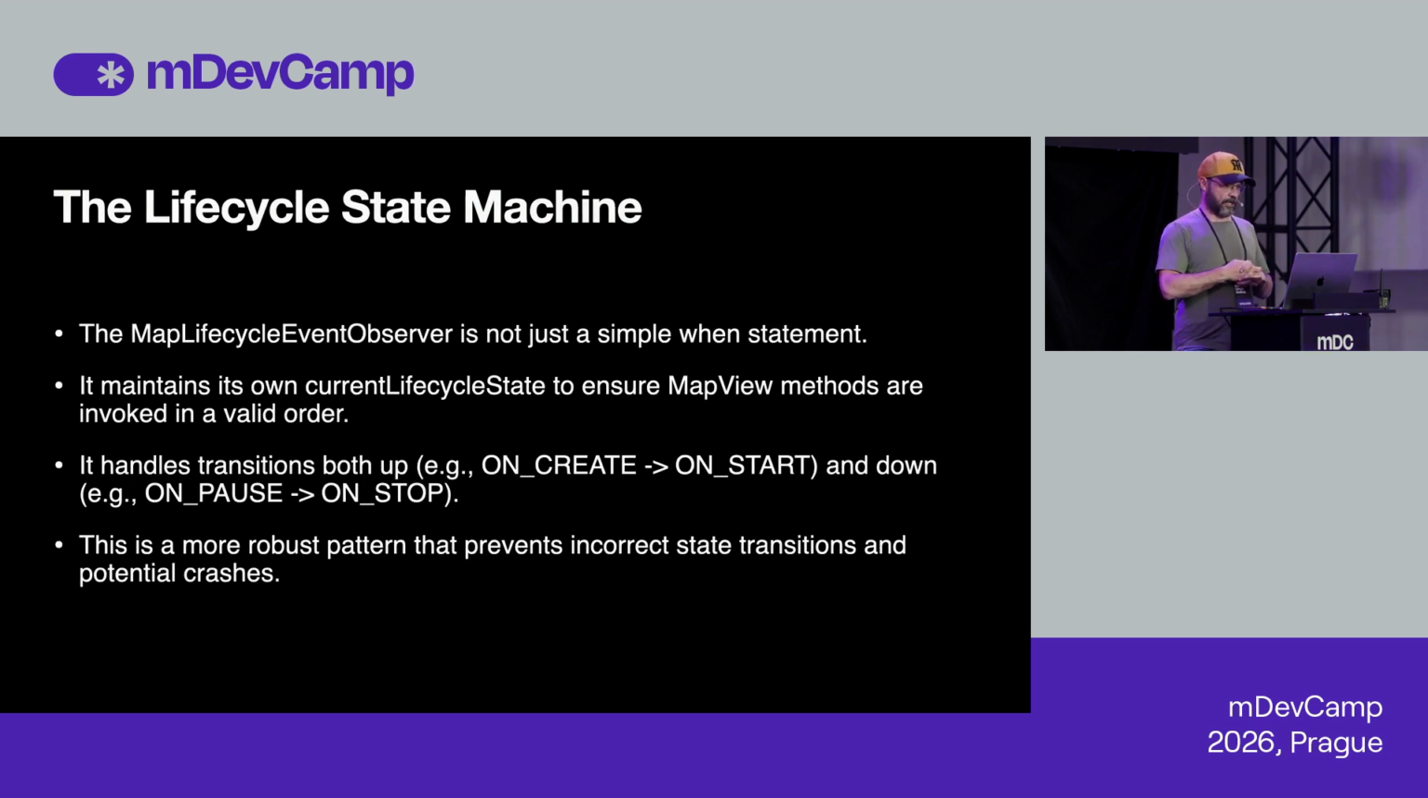Now, we have started to connect our lifecycle, but we're not quite finished there. We have initialized the map with the Android view, but we need to start doing more things. Now, we've seen a bit of the map lifecycle event observer. It's not just a when that correlates our Compose lifecycle with the view one. It has certain safety mechanisms, or a more robust pattern, to make sure that the transitions are happening properly.